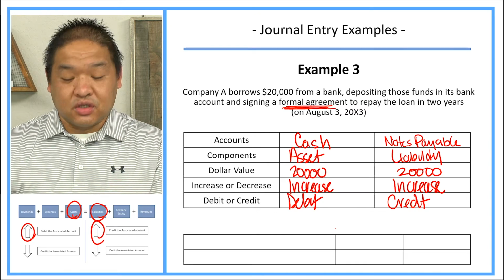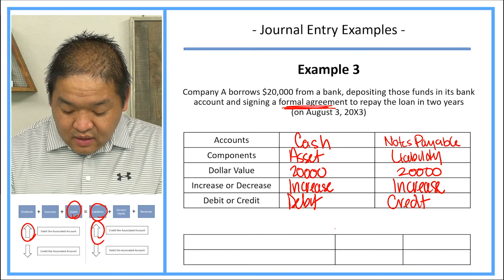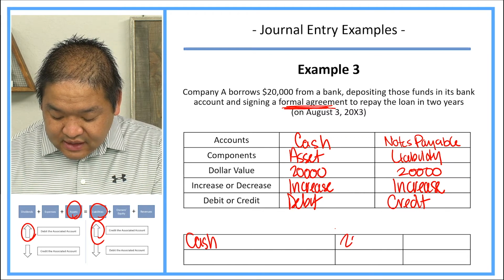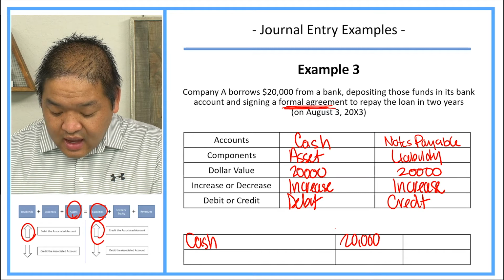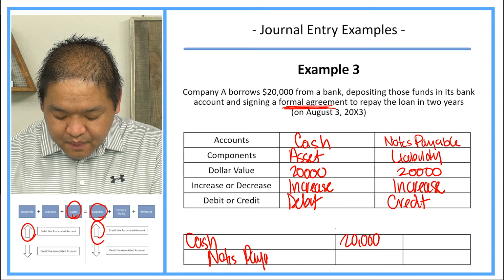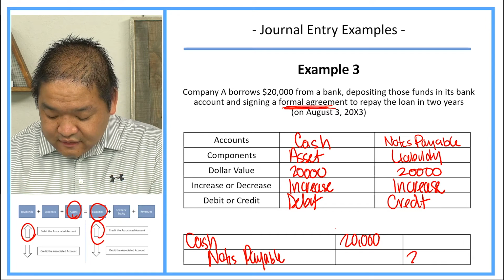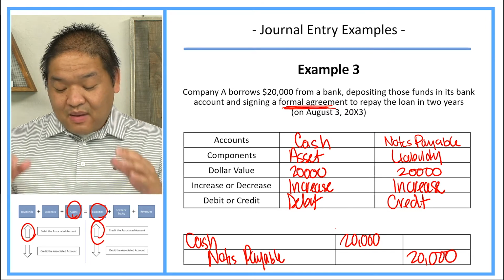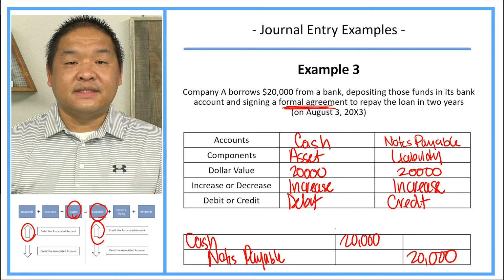Now we just need to do the journal entry. So I'm going to debit here cash in the amount of $20,000. And I'm going to credit notes payable in the amount of $20,000. And that's going to complete my journal entry for this note.